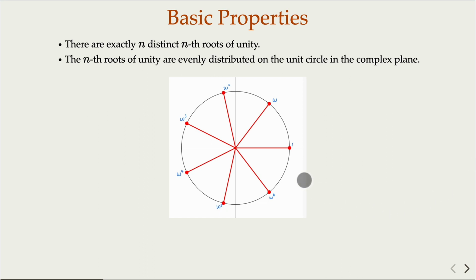Now, in this example, when n equals 7, the first one, of course, is always 1. And then if we call this one omega, the following one is going to be omega squared, omega to the third, to the fourth, to the fifth, to the sixth, and eventually back to 1. Notice that omega to the seventh equals 1. You notice that the other roots are the powers of the first one. The first one we call the principal nth root of unity.